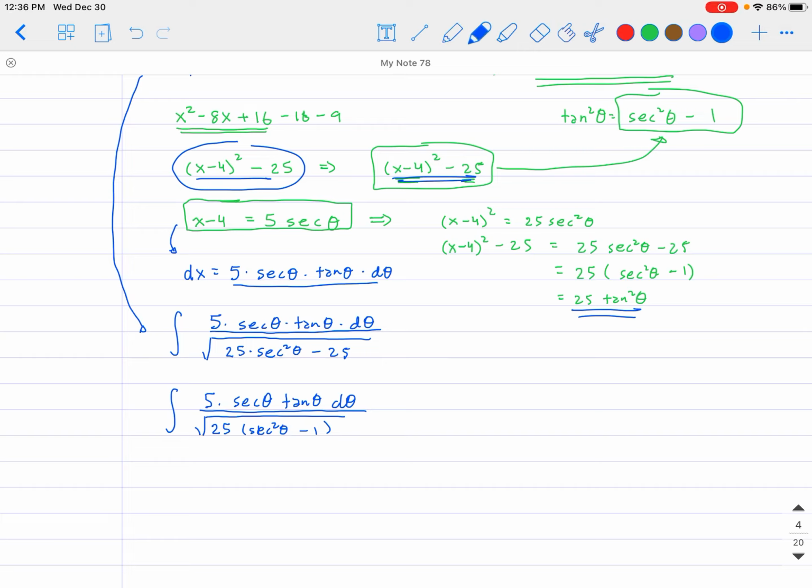Now, fortunately for us, we can hopefully see that the 5 and this extracted 5 on the bottom are going to cancel out. The bottom part over here is going to be equal to tangent, because remember, the bottom part is this piece over here. So if I write that as tangent of theta, that is going to be nice because that would cancel with the tangent that's on top. So what we have now is just straight up the integral of secant of theta d theta.